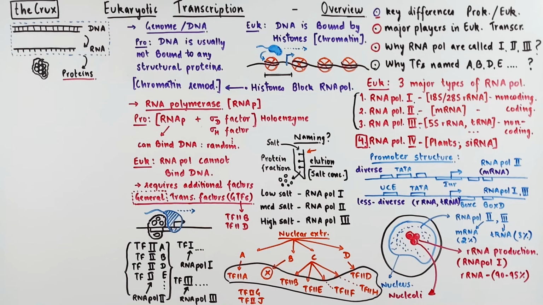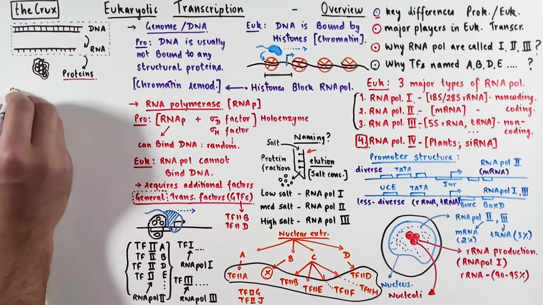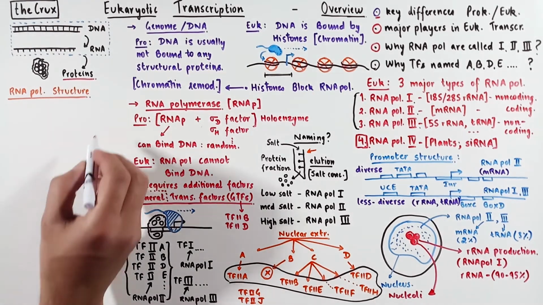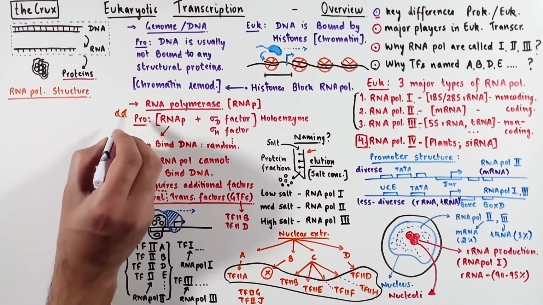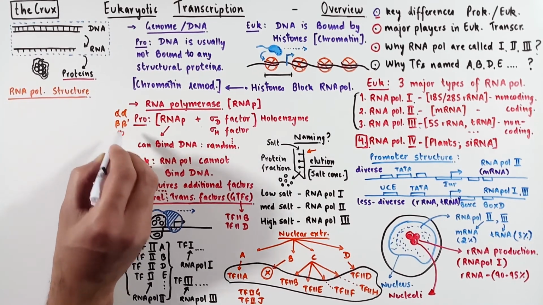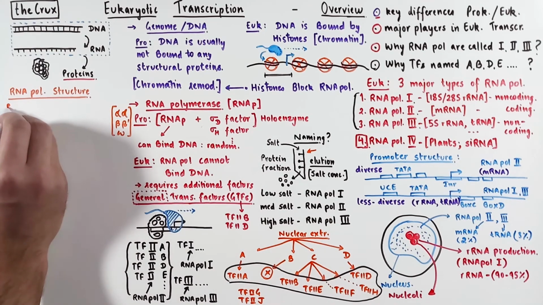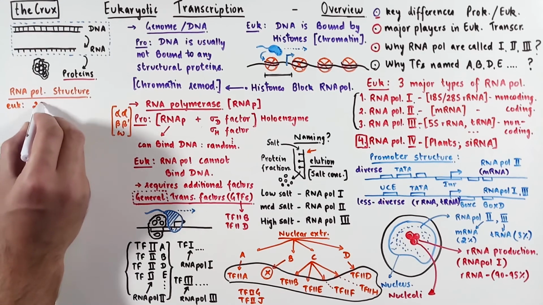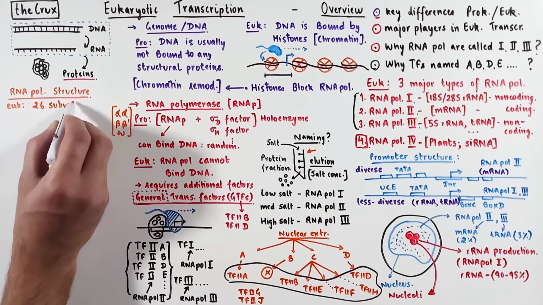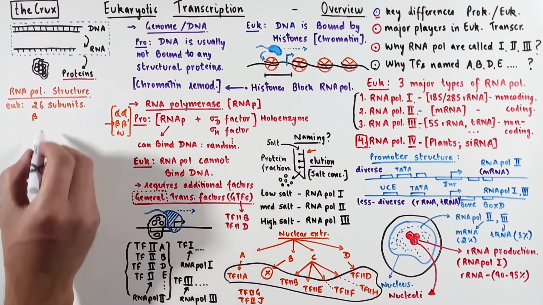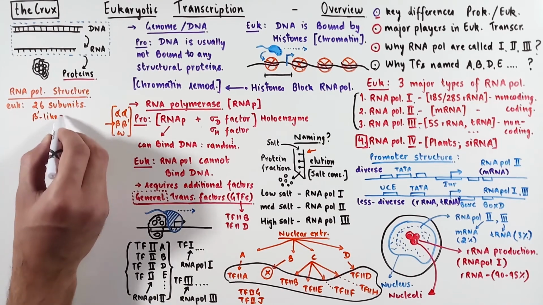And now we've discussed how polymerase in eukaryotes is helped by some general transcription factors. And now I think it is worthwhile to discuss how the structure of eukaryotic polymerase differs from prokaryotes. In prokaryotes, the RNA polymerase, as you may recall, is made up of 2 alpha subunits, 1 beta prime subunit, 1 beta subunit, and 1 omega subunit. But in eukaryotes, the RNA polymerase has about 26 subunits, so it is a lot more complex. But 2 of these 26 subunits look like the beta prime and the beta subunits of the prokaryotic RNA polymerase.